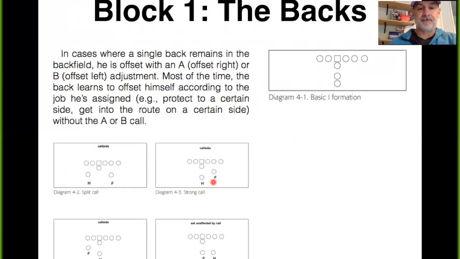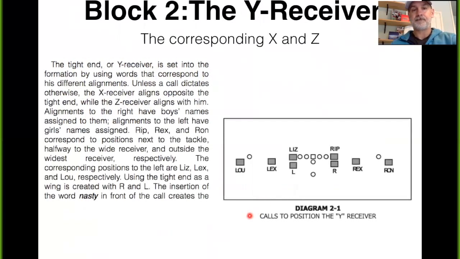This is split. Strong is when the F is offset strong to the call side. Tight end's denoted here on the right. Weak, fullback is offset weak left. They have a brown call. Fullback's behind the quarterback. Halfback is offset right. Its corresponding would be blue. So again, freeze this. I won't belabor each one.